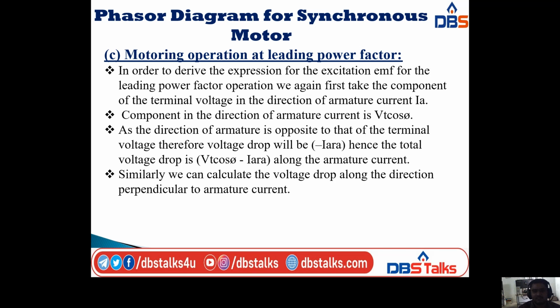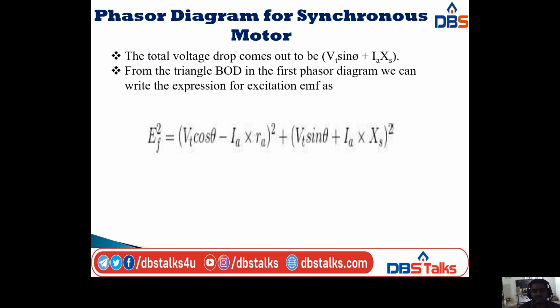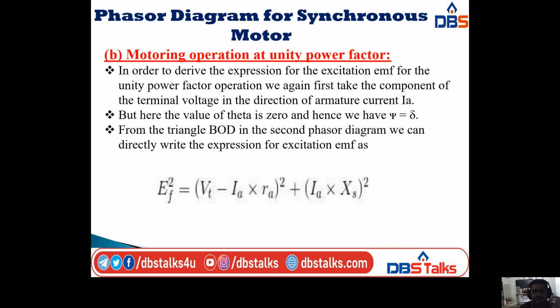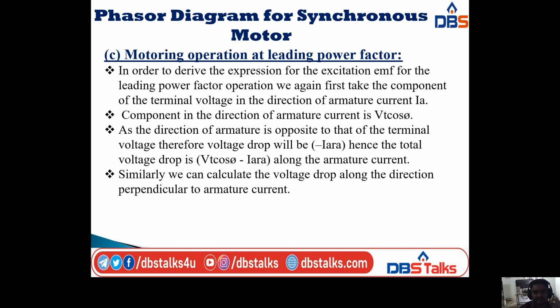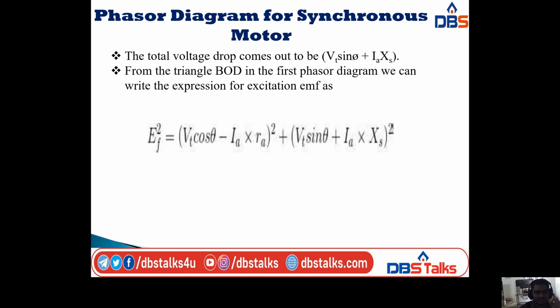Similarly we can calculate the voltage drop along the direction perpendicular to the armature current. For the lagging power factor, that is Vt sin phi minus Ia Xs, but in this leading power factor the total voltage drop comes out to be Vt sin phi plus Ia Xs. From the third phasor diagram, here also I am taking the triangle OBD. From this we can write the expression for the excitation EMF, that is Ef squared is equal to (Vt cos theta minus Ia Ra) whole squared plus (Vt sin theta plus Ia Xs) whole squared. This is the excitation EMF formula in case of motoring operation at leading power factor.